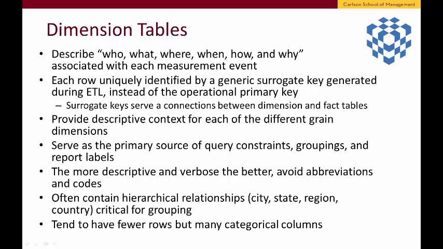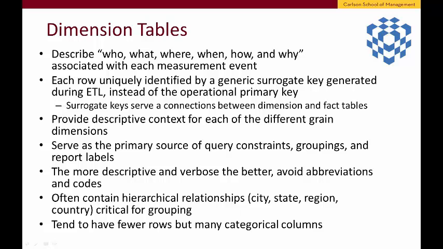All of these dimensions are used as query constraints, groupings, and report labels. The store profitability might be reported by country, grouped by city, restricted to certain product brands, and for a specific month of a specific year. The more verbose these attributes are, the easier it is to formulate the queries and interpret their results.